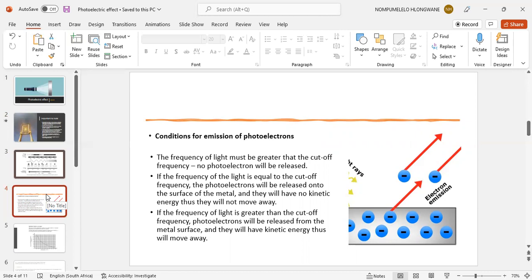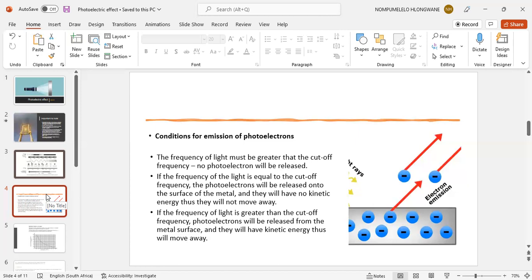But if the frequency of light is equal to the cutoff frequency or the threshold frequency, the electrons that are released at the surface of the metal will not have kinetic energy, and thus they will not move away from the surface. They will just vibrate at the surface. They won't go anywhere.